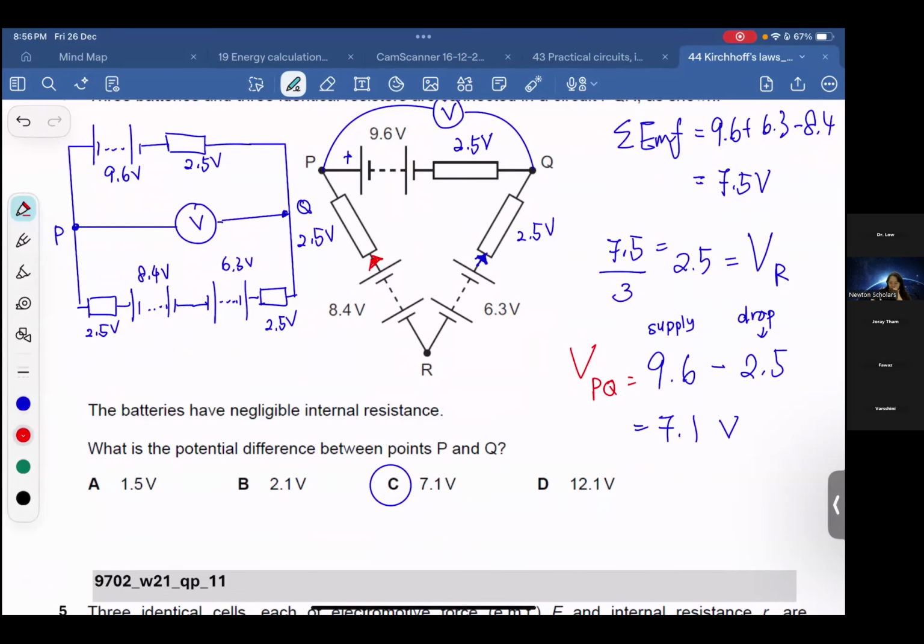Okay, so how do we solve it using another path? Here this one is positive going out, and then we find that this one is in the opposite direction, because this one is positive here. So what should we do? Using bigger EMF minus smaller EMF, so you get 8.4 minus 6.3, which is 2.1 volt.